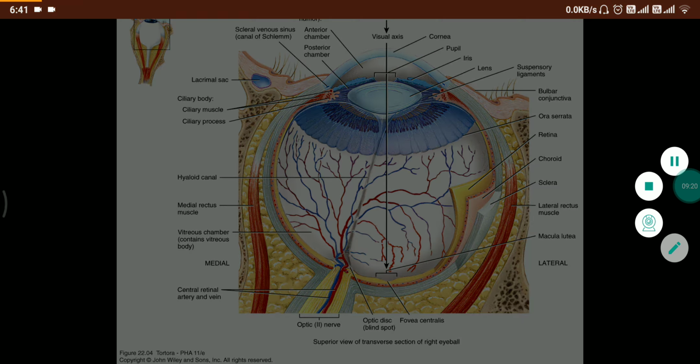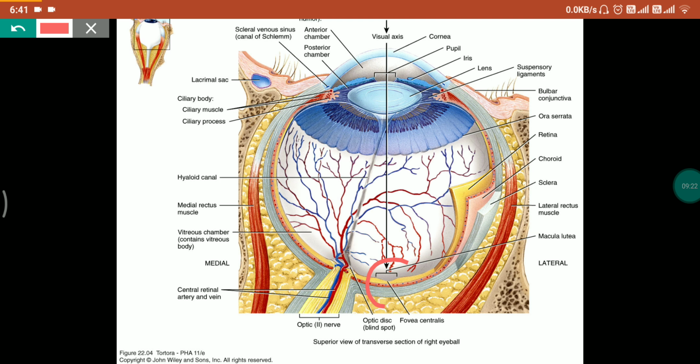So here we can see this is the macula lutea, which is the high precision part. This is the optic disc, which is also called the blind spot. And this is the retina, this is the choroid, this one is the sclera, and this is the canal of Schlemm, and this is the cornea, and the lens.